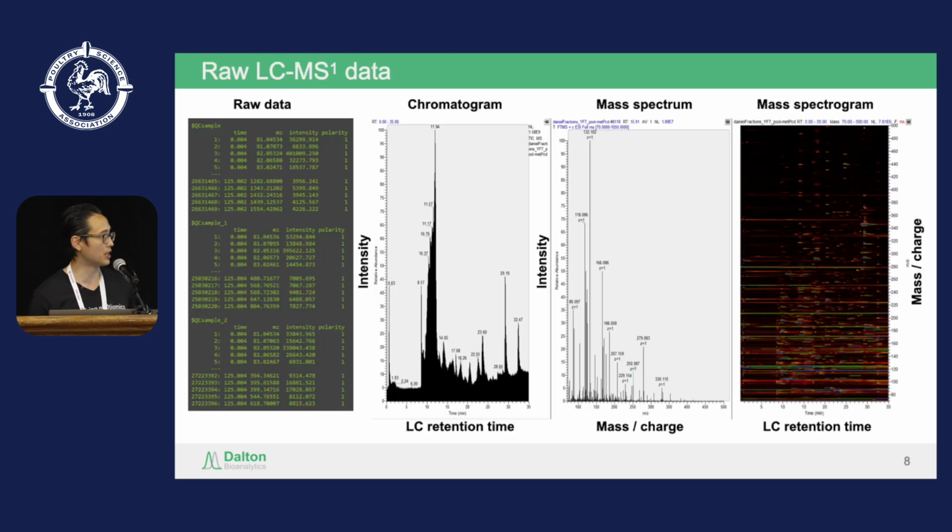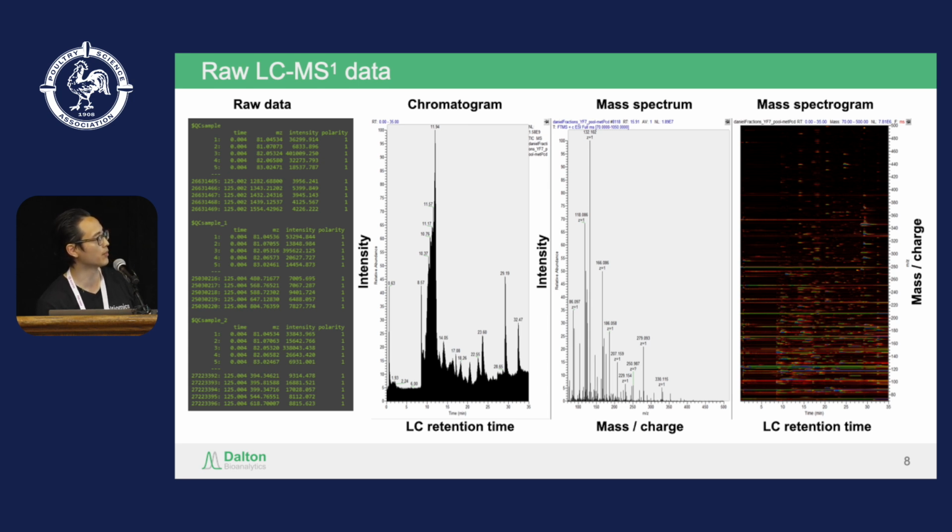So using just these core concepts, you can generate raw LC-MS1 data, right? This is what it actually looks like. You have time, so the scans are happening multiple times a second. You get a mass, an intensity, and then a polarity, because there's a positive and negative scanning mode. So this chromatogram is basically all of the ion intensities at a given time, and you sum them up, and you can see different peaks.